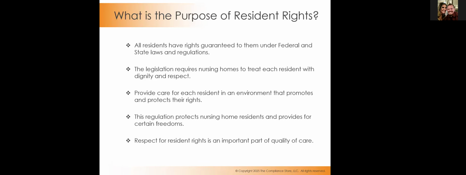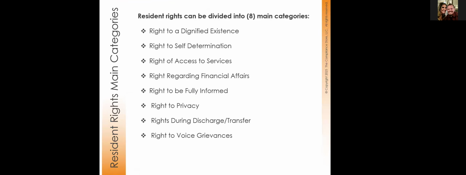What is the purpose? All residents have rights guaranteed to them under federal and state laws and regulations. This legislation requires nursing homes to treat each resident with dignity and respect. We provide care to each resident in an environment that promotes and protects their rights. This regulation protects nursing home residents and provides for certain freedoms. Respect for resident rights is an important part of quality of care.